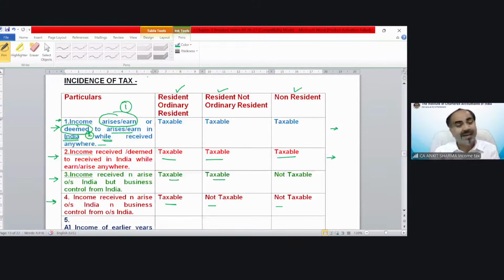So for the time being, you can understand arise means directly earning from India and deemed to arise means indirectly earning from India. Clear? So if any income has been accrued, arisen or earned from India, then you have to pay tax on that income in India, whether you are ROR, RNOR or NR. Whether received in India or not does not matter at all. Let me give you an example so you will be able to understand which kind of income we are talking about.